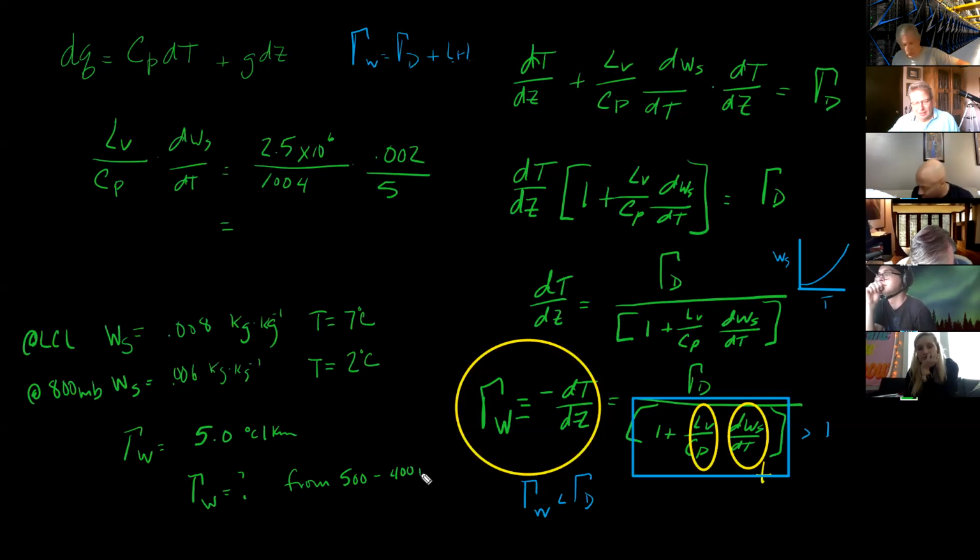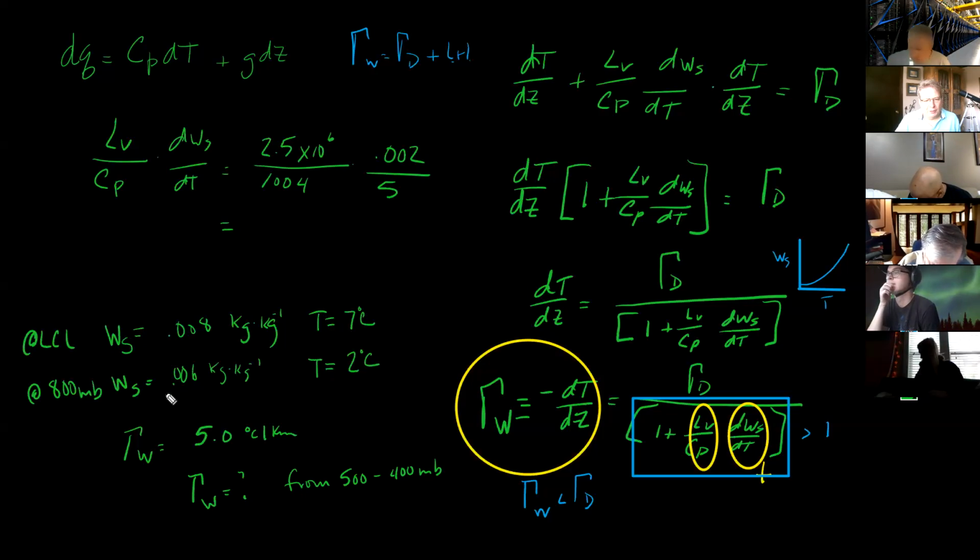That's cool. Do me one more favor while I'm getting coffee. Take the same problem, take the wet adiabatic lapse rate from 500 to 400 millibars. So take the parcel at 500, and there you're going to have a W sub S and a temperature. And then go to 400 millibars, you'll have another W sub S and a different temperature. And calculate the average lapse rate from 500 to 400.